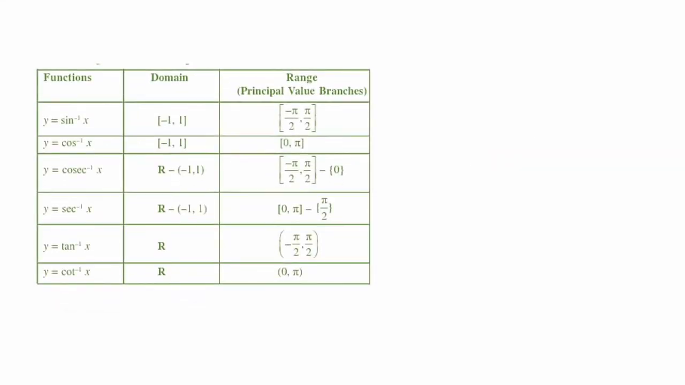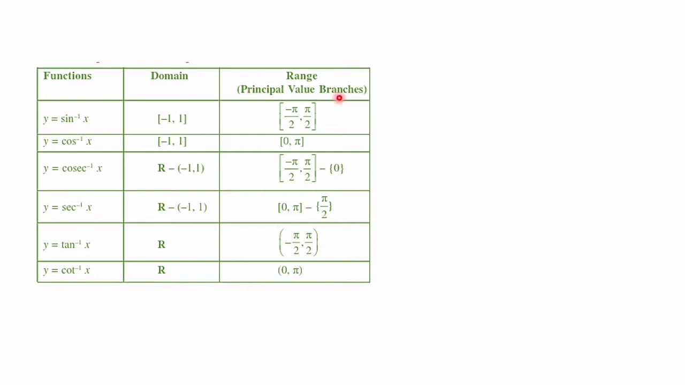Before starting the session, let's recall the domain and the range or the principal value branches of inverse trigonometric functions. First of all, sin inverse x, domain is closed interval minus 1, 1. Range is closed interval minus pi by 2, pi by 2. For cos inverse x, domain is closed interval minus 1, 1. Range is closed interval 0, pi.